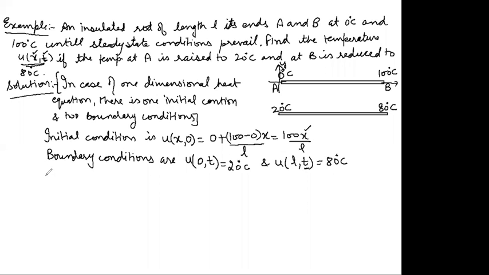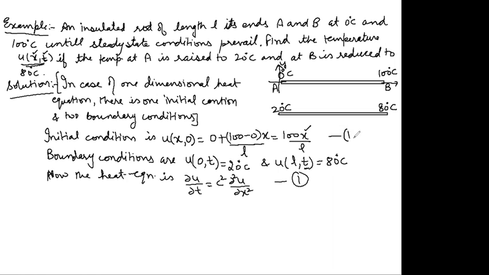Then now we will start doing this question. The heat equation, of course this is the one dimensional heat equation, is ∂u/∂t equals c squared ∂²u/∂x². You mark the initial condition as 1, the boundary conditions as 2, 3, and this as 4.